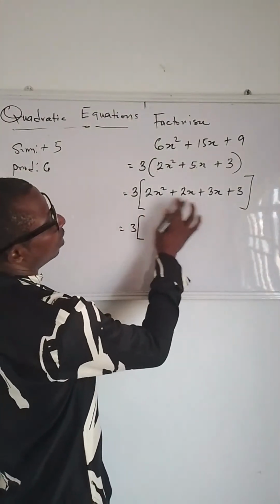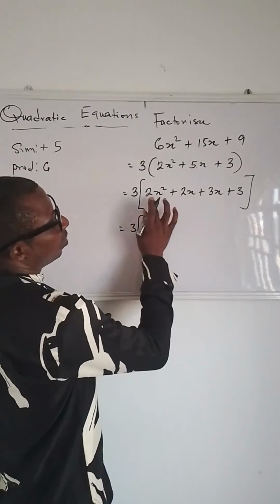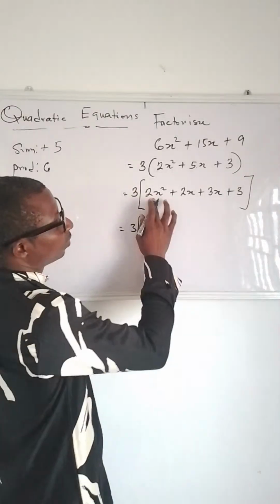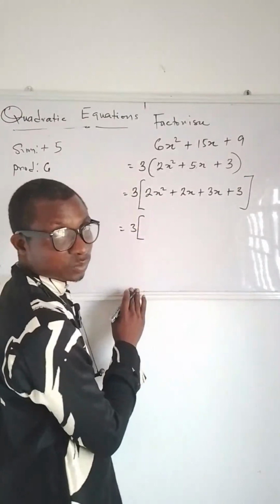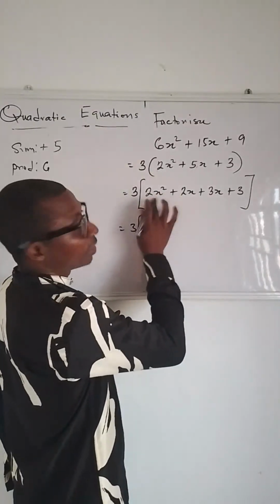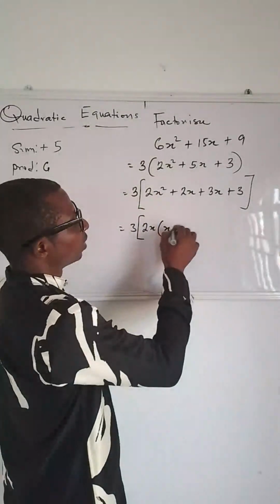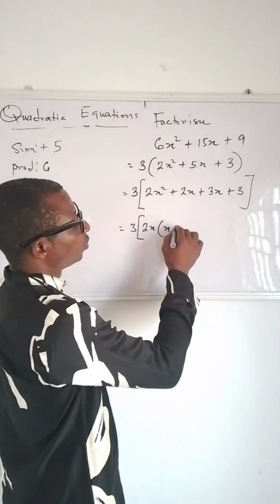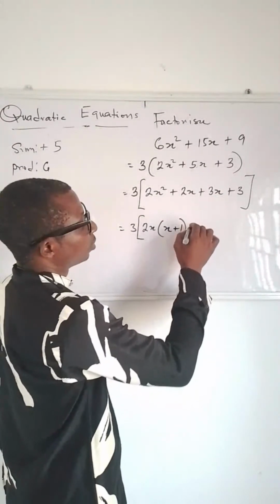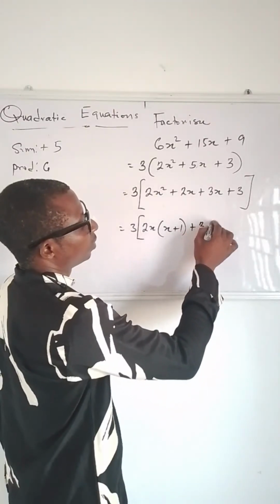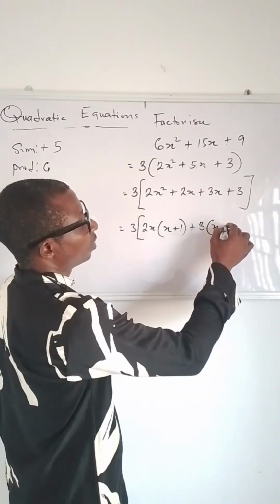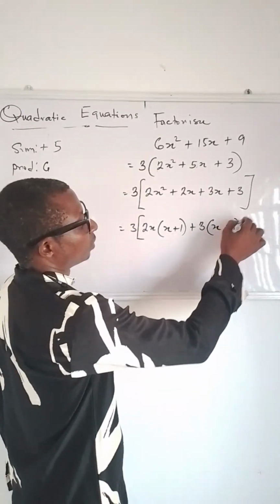Now you can factor out. What's the common factor here? What can go here and can also go here? That's 2x, the HCF of these two terms. So we have 2x. When you divide this one by 2x, you'll be left with x. Divide this by 2x, you'll be left with what? 1. Now the common factor here is 3. So you have 3. When you divide 3x by 3, you have x. 3 divided by 3 is 1.